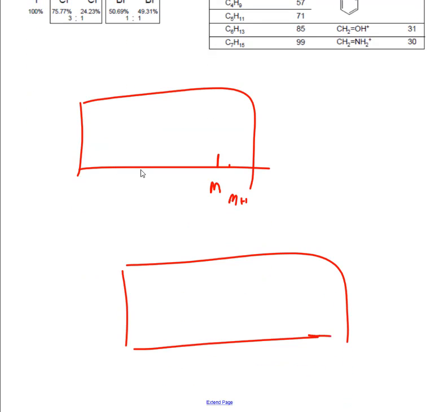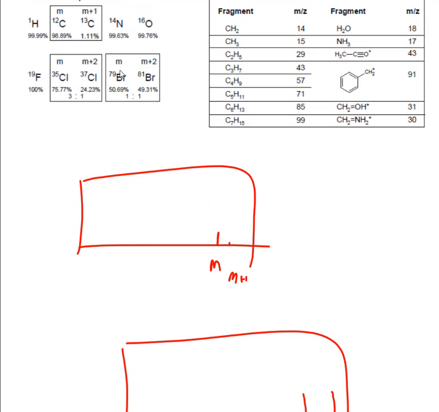So if you have an M over here, and then the next peak, M plus 2, right here, is the same height, then you know that's bromine, right? Because they're the same height, that's a 1-to-1 ratio. They're roughly 50%.